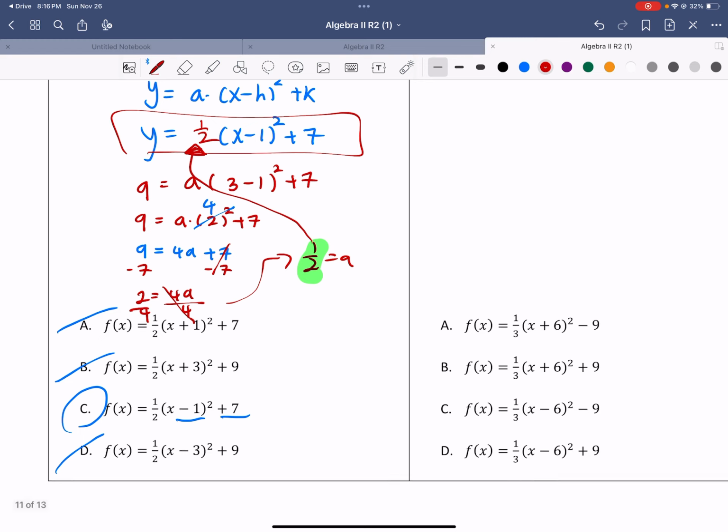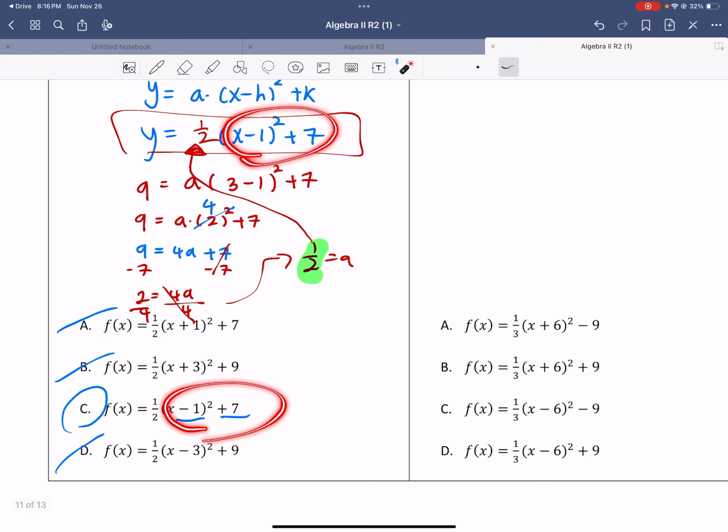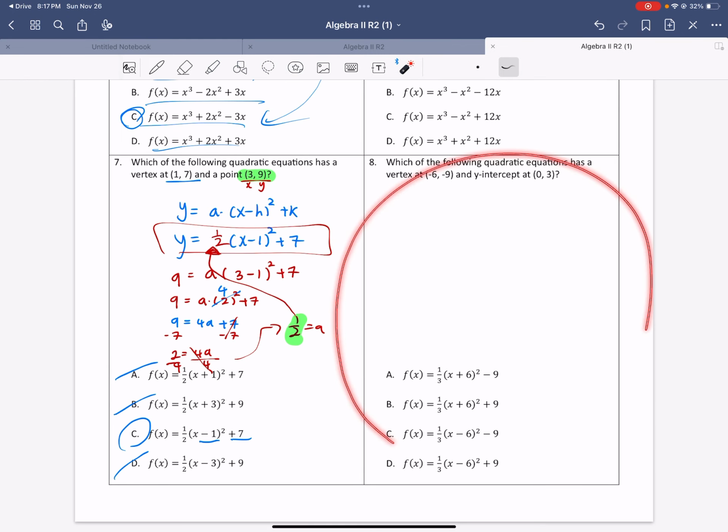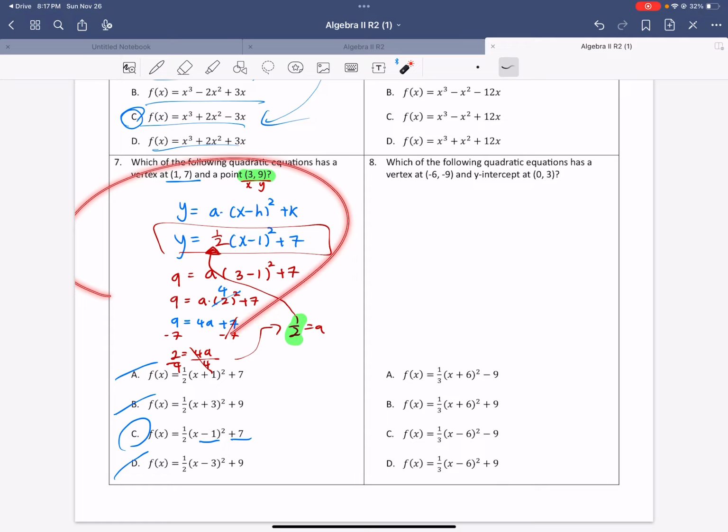But you really did not have to do this, because this is the only choice that has a negative 1 and like 1 and 7 as a vertex. I'm pretty sure you will have the same problem here, but you can always try it using this one, because this one gives you the y-intercept only, unlike here. Okay.